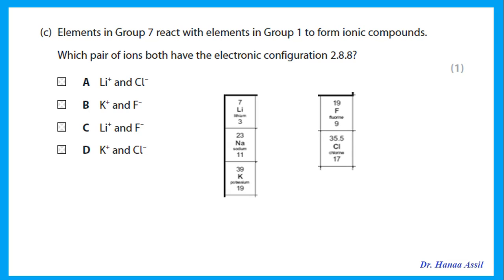Now, are we choosing between fluoride ion or chloride ion? Well, fluorine has 9 electrons, so if it's going to gain an electron, it's just going to be 2,8. But chlorine, which forms chloride ion by gaining an electron, would be 2,8,8.